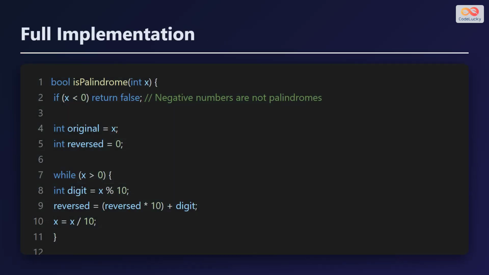Here is the full implementation. First, we check if x is negative. If so, return false. Then, we store the original number in a temporary variable because we will be modifying x in the loop. Inside the while loop, we get the digit, update the reverse number, and divide x by 10. Finally, we compare the original number with our constructed reverse number.